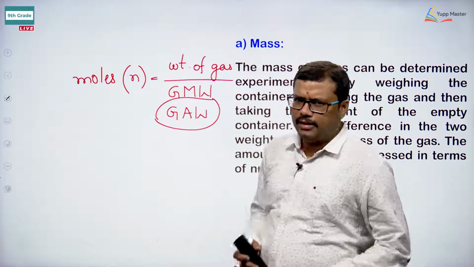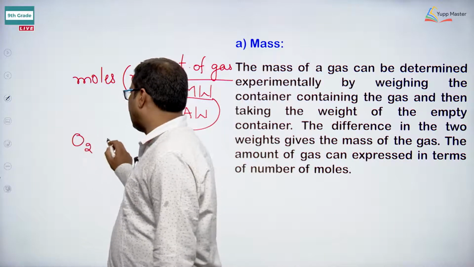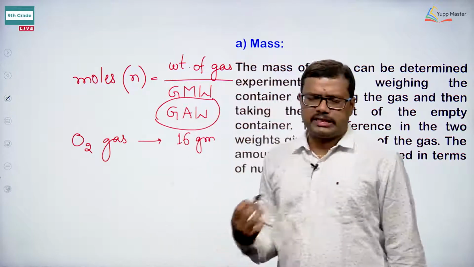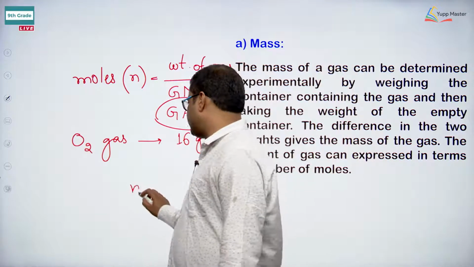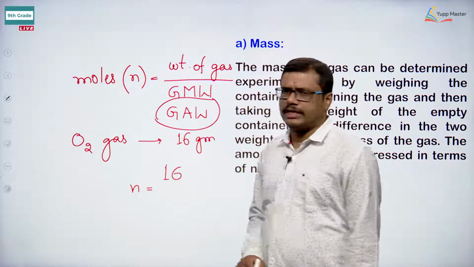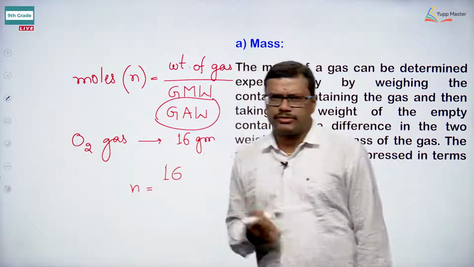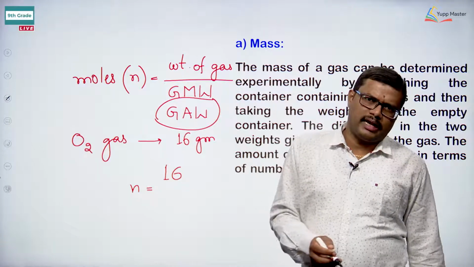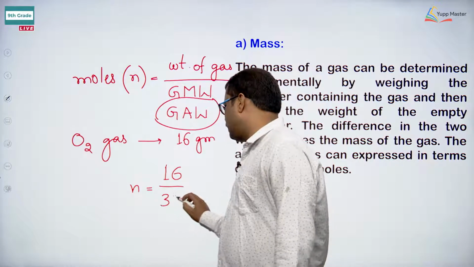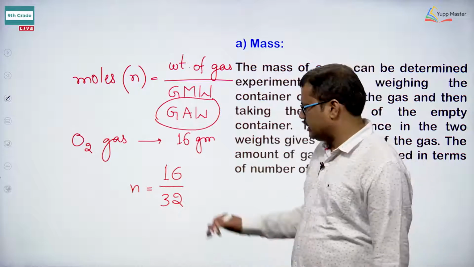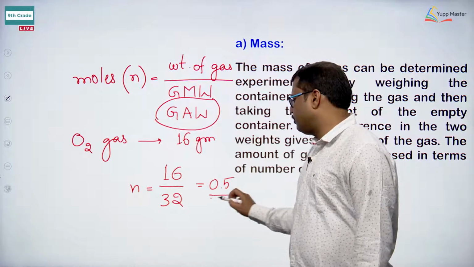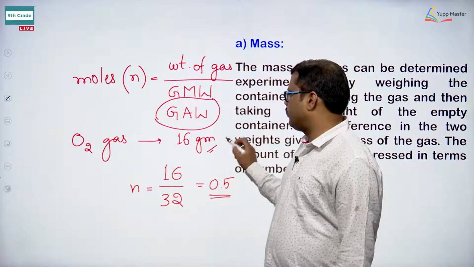For example, let me take oxygen gas. I am using around 16 grams of oxygen gas. How many moles are present? In that case, the number of moles, small n, is equal to the weight of the oxygen, which is 16, divided by the molecular weight of oxygen. Two oxygen atoms combine to form the O2 molecule. One oxygen atom has an atomic weight of 16, so 2 oxygen atoms, 16 into 2, is 32. So 16 divided by the gram molecular mass of oxygen, 32, is 1 divided by 2, so it is 0.5. So 0.5 moles of oxygen gas is obtained from 16 grams.